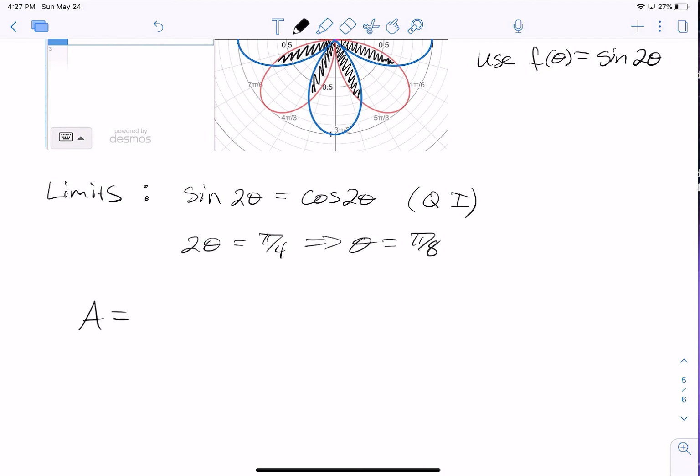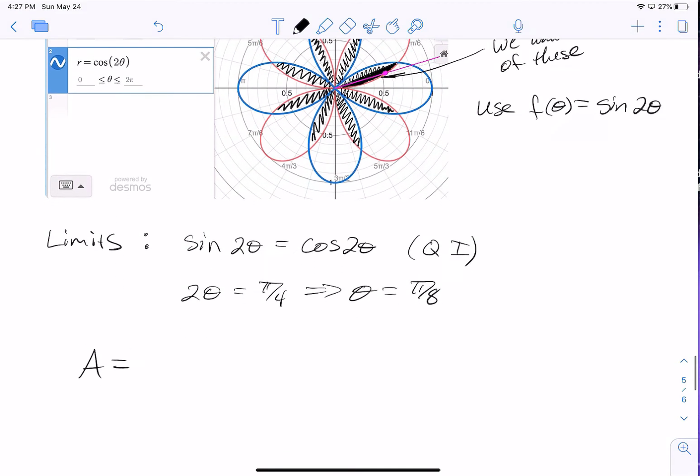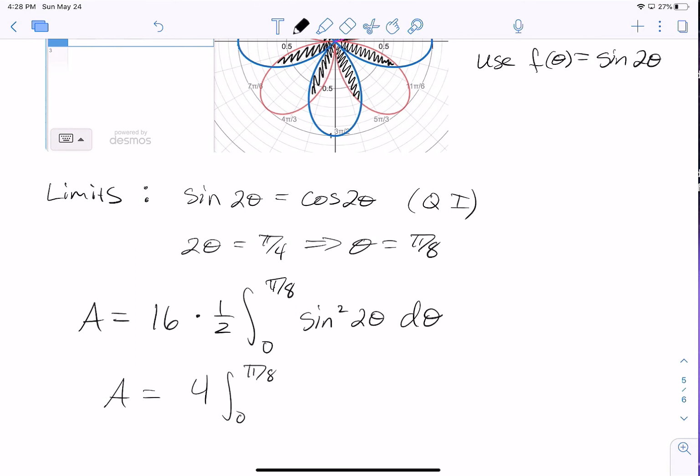Our area is then equal to, remember we were going to use 16 of the little segments that we found, so 16 times 1/2 of the integral from 0 to pi over 8 of the sine squared of 2 theta d theta. Applying a power reducing formula and simplifying the arithmetic in front of the integral, we're going to end up with 4 times the integral from 0 to pi over 8 of 1 minus the cosine of 4 theta d theta. Remember, we double the angle every time we use a power reducing formula.